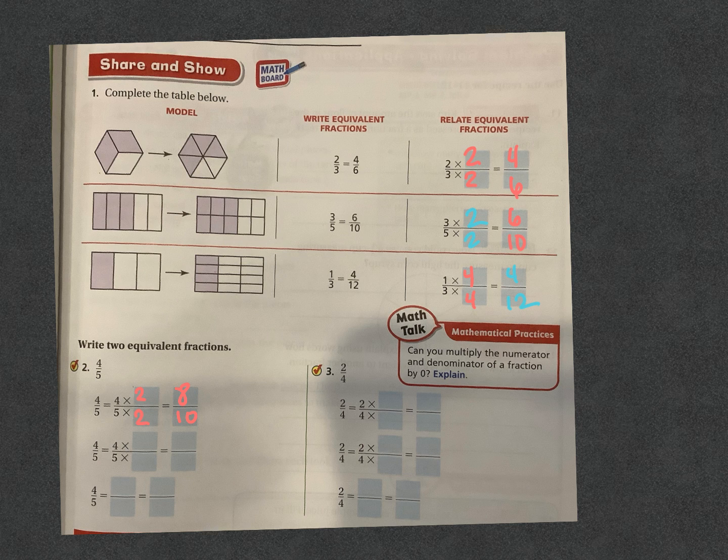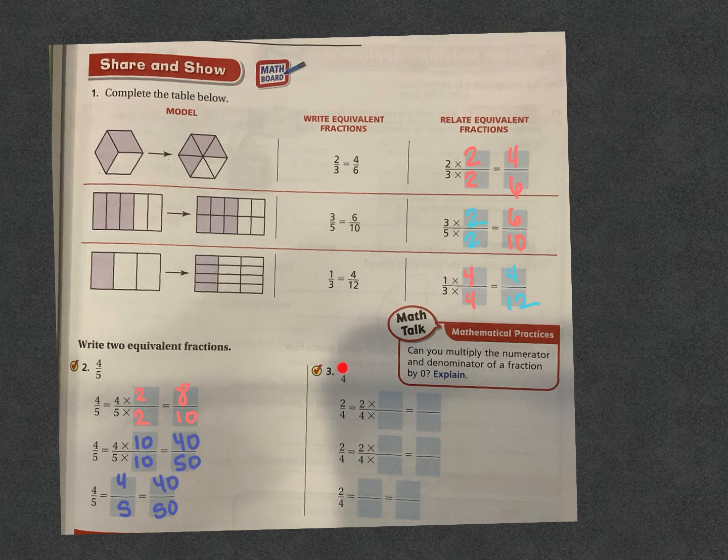Also, they wanted 2 of them, right? So let's do another one. Let's multiply it by 10, because multiplying by 10 is so easy. 4 times 10 is 40. 5 times 10 is 50. That's an equivalent fraction to 4/5 because I multiplied the numerator and denominator by the same number. So some equivalent fractions to 4/5 are 8/10 and 40/50, among many others.